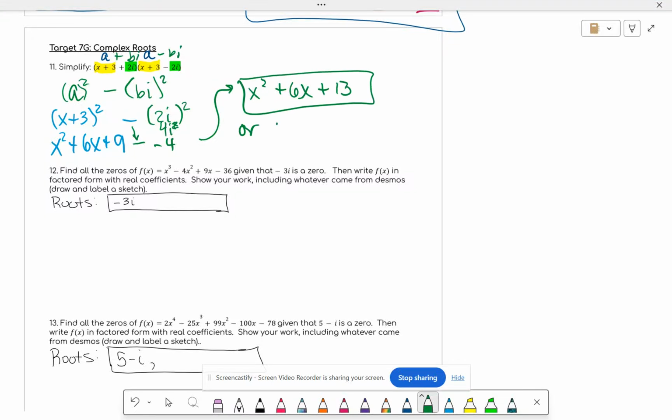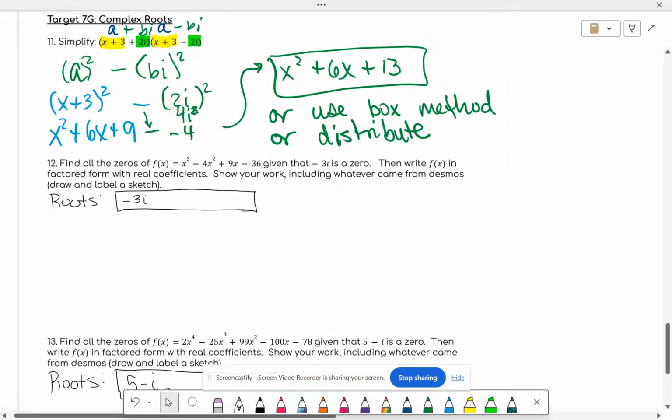Again, you can use the box method if you'd rather to multiply or just distribute each term of the first parentheses into each term of the second parentheses. This is just a little shortcut from another teacher.